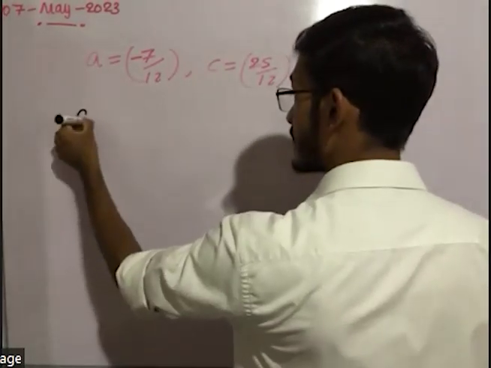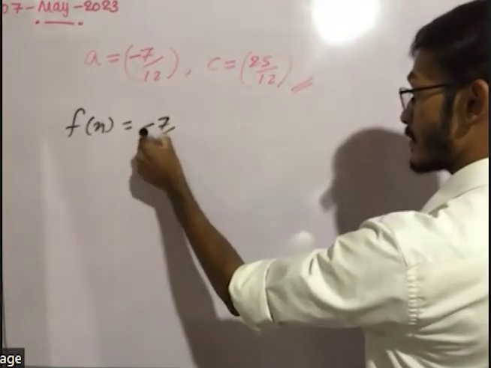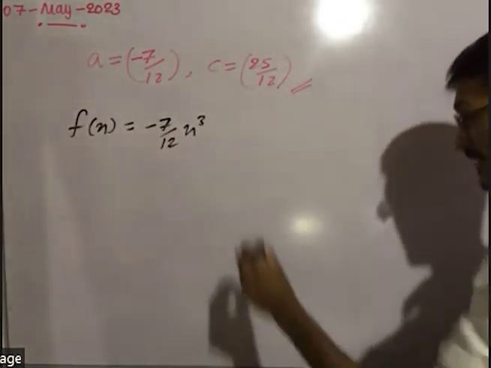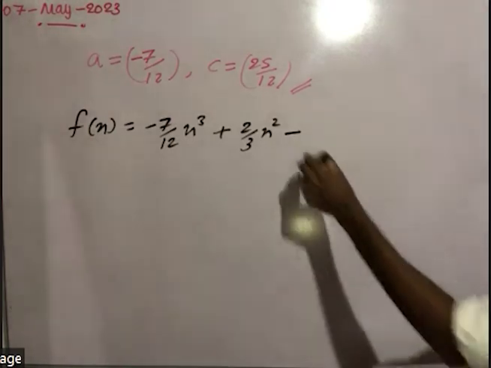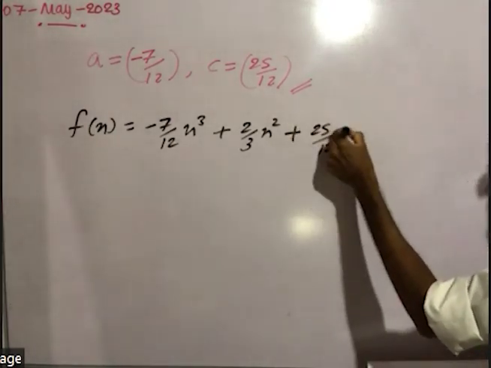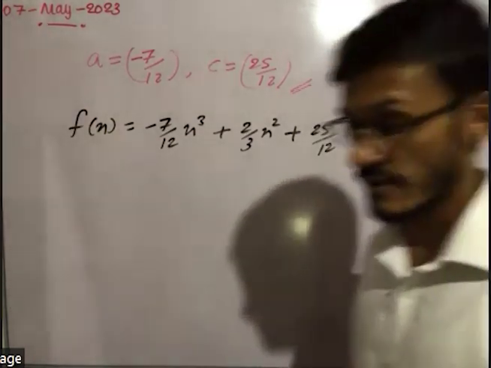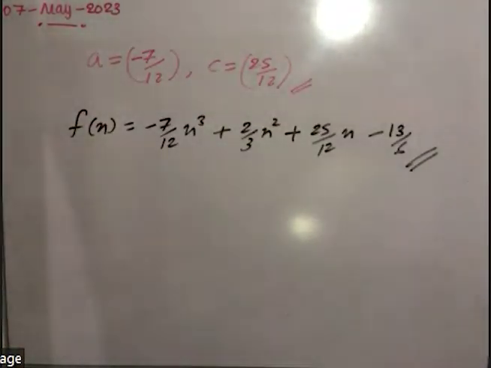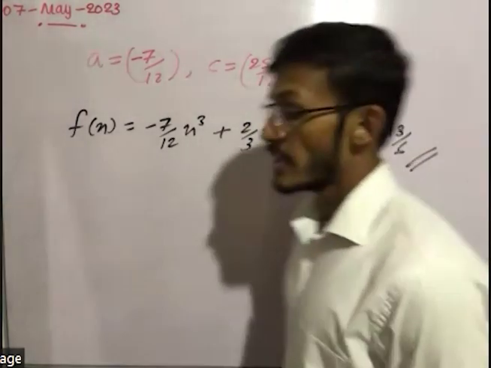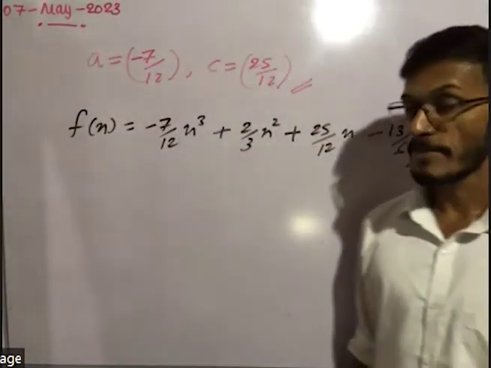Then we can write down f(x). So a is minus 7 over 12 x to the power 3, b will become plus 2 over 3 x squared, and c is 25 over 12 x, and d is minus 13 over 6. So this is the f(x) function. Using this method, you can find the f(x) function. You just have to find the values of the constants a, b, c, d. So we have found the values of a, b, c, d, and this is the f(x) function.